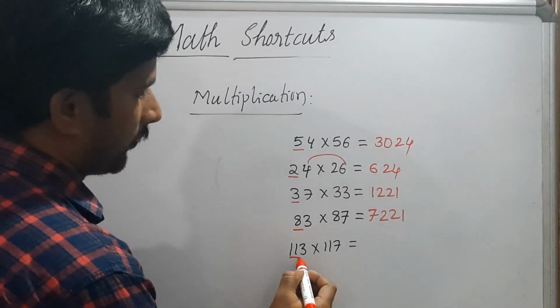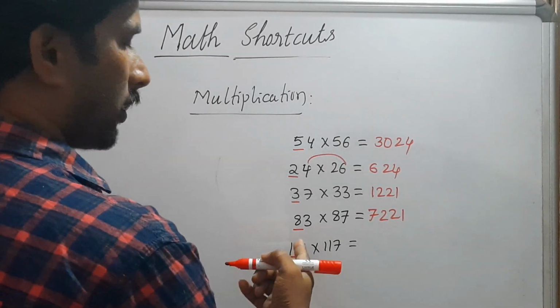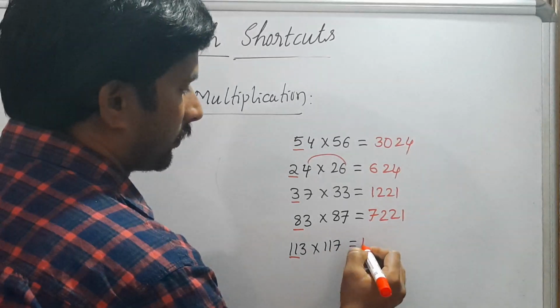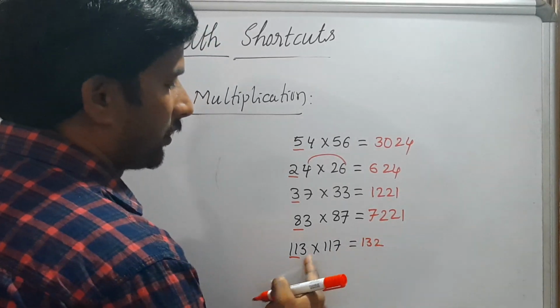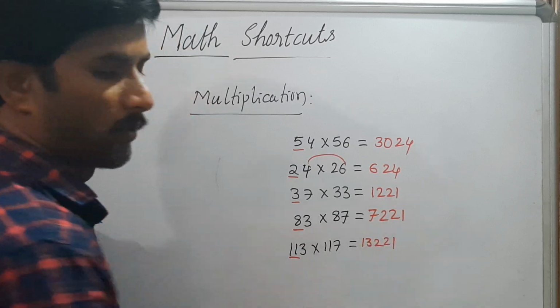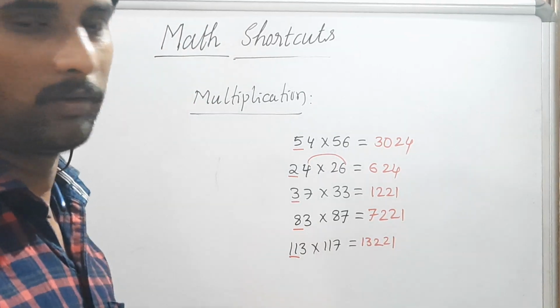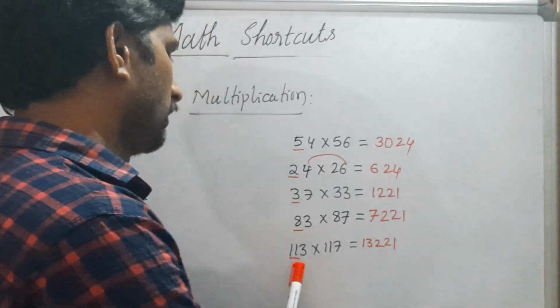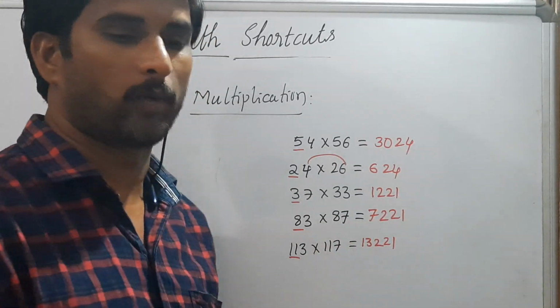So take 11 plus 1, 12. 12 into 11, 132. And 3 sevens, 21. So 13,221, which is 113 into 117.